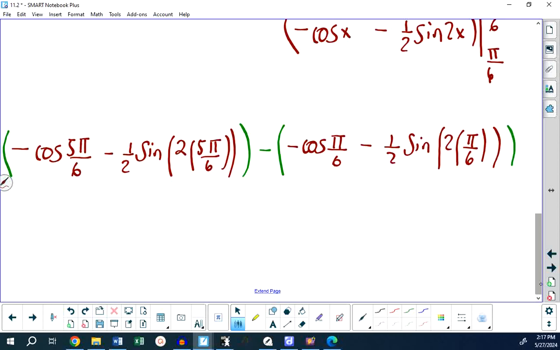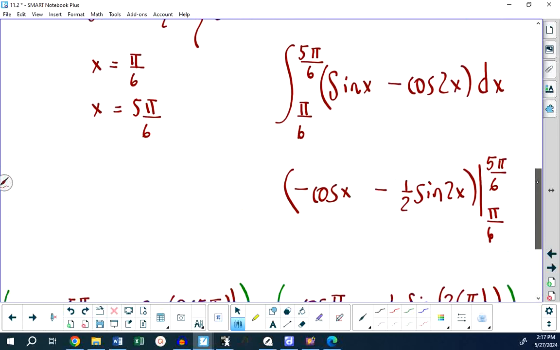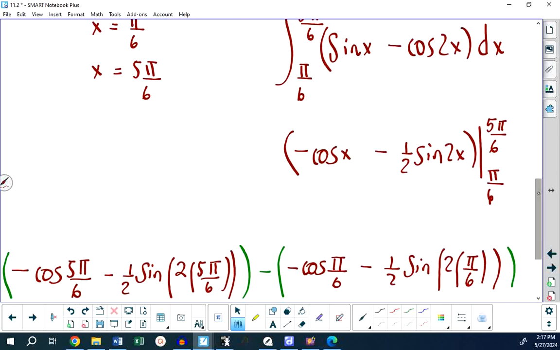So I want to double check. There's my integral, my antiderivative. I'm just going to actually differentiate this just one final time to make sure I've anti-differentiated properly. Derivative of negative cos is positive sine. The derivative of negative 1/2 sine of 2x is negative cos of 2x times 1/2 times the 2. It's okay.